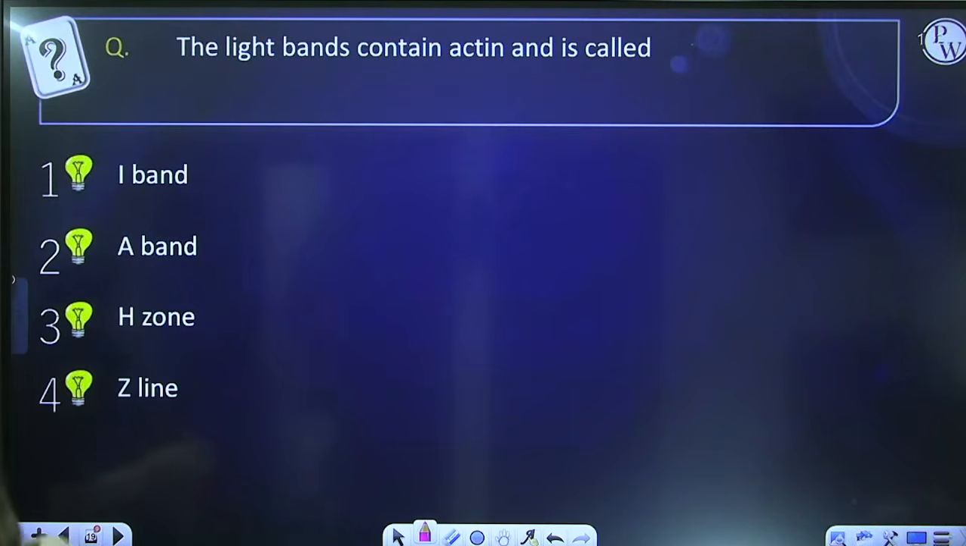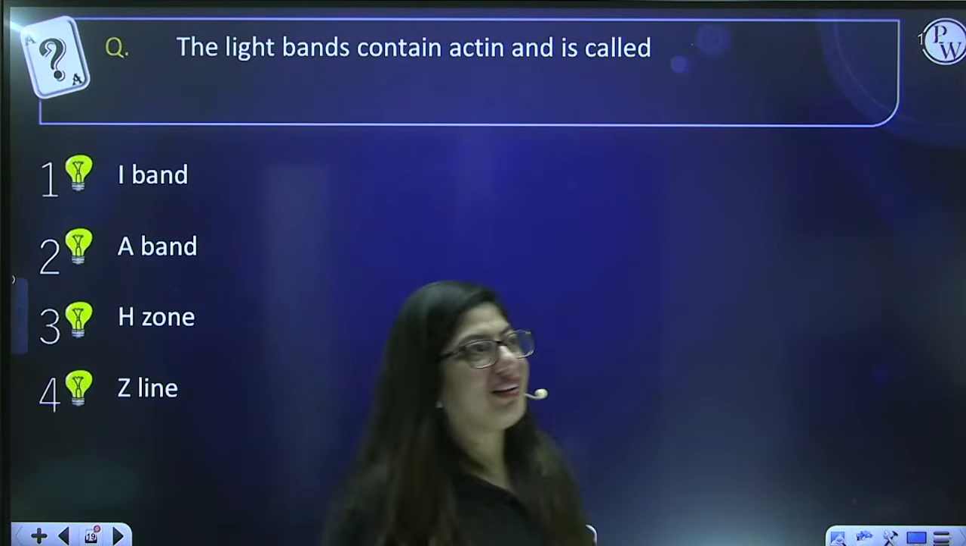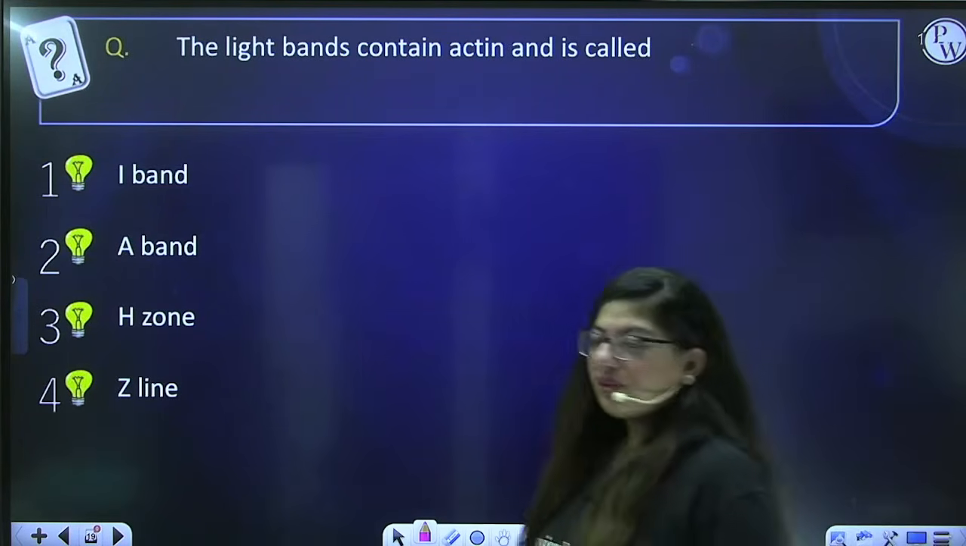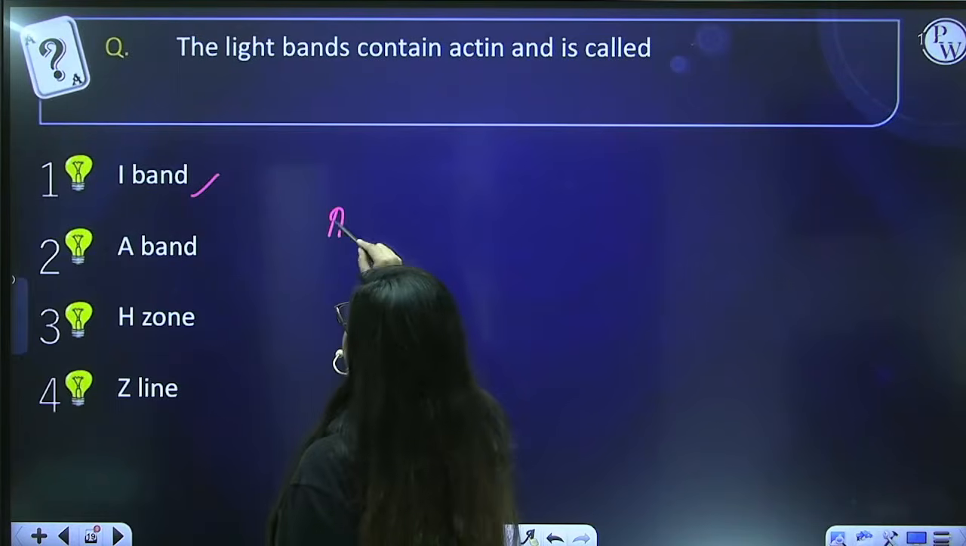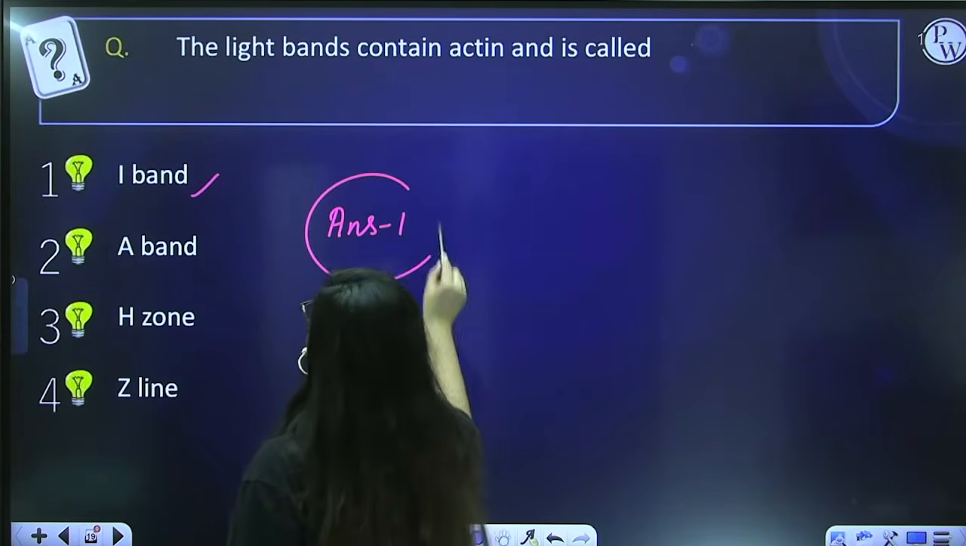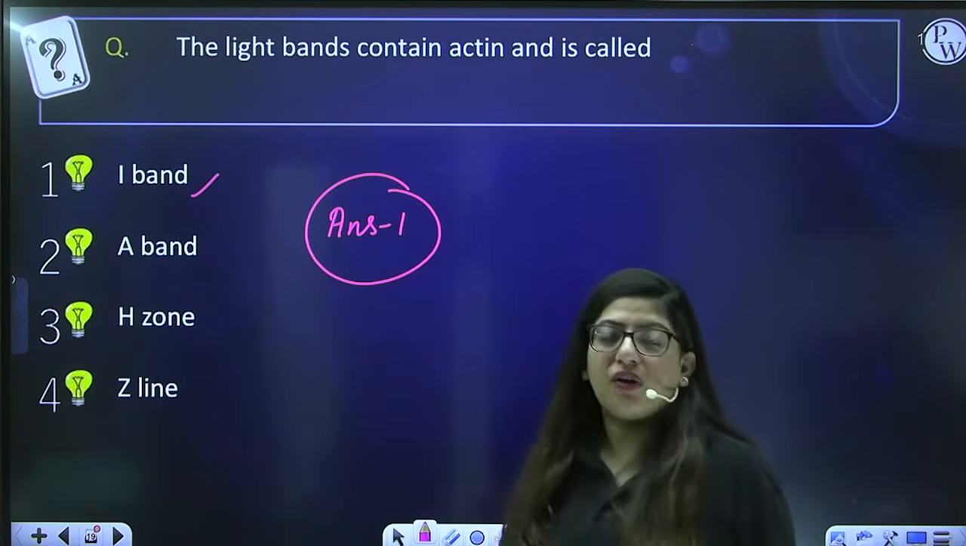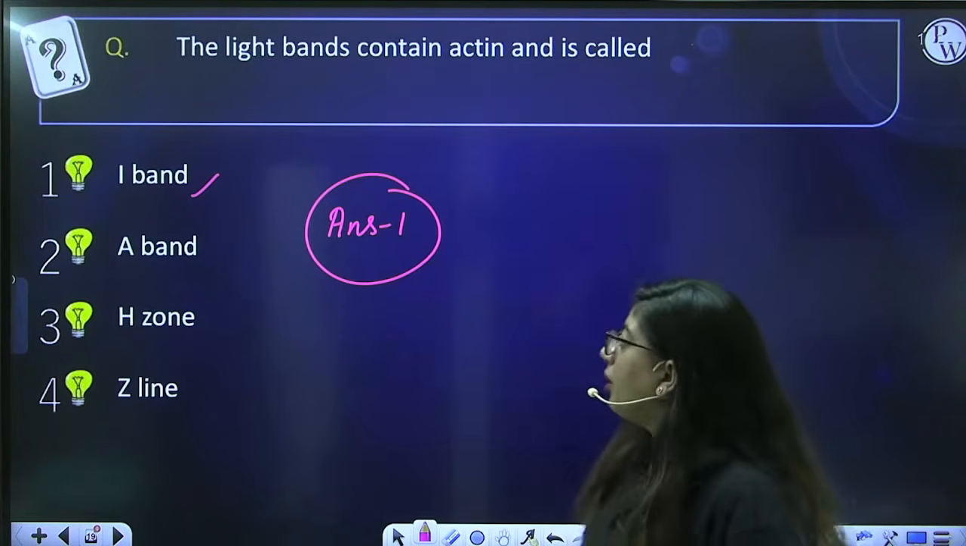Okay, I hope you can understand that a little. All right, so the light bands contain actin and it is called I band. Whereas if we have talked about the dark band, then you can also mark A band there. Okay, next question.